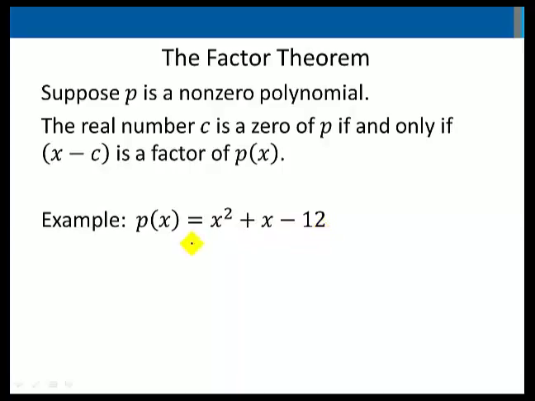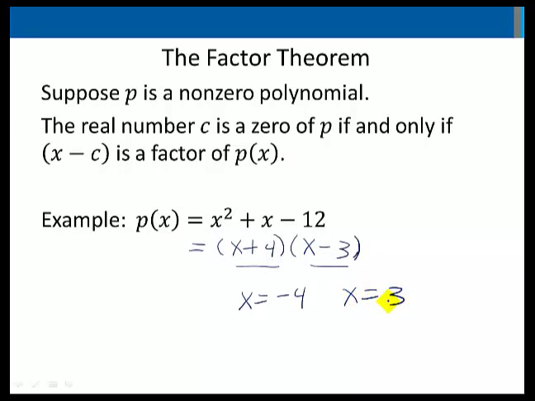If we factor p of x, we have factors of x plus 4 and x minus 3. By the factor theorem, if x plus 4 is a factor, then x minus a negative 4 is equivalent to x plus 4, and so we would have a zero of negative 4. If x minus 3 is a factor, then x equals 3 would be a zero. If we do set p of x equal to 0, we will see that that is in fact true. X equals negative 4 is a zero, and x equals 3 is a zero.